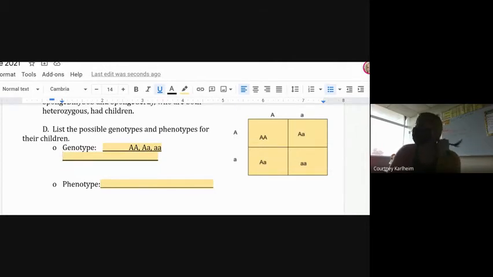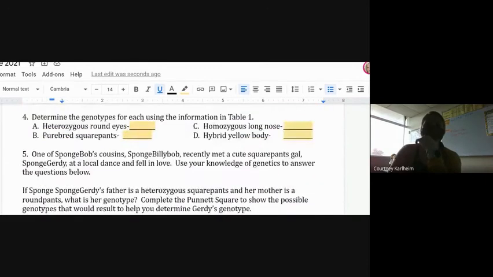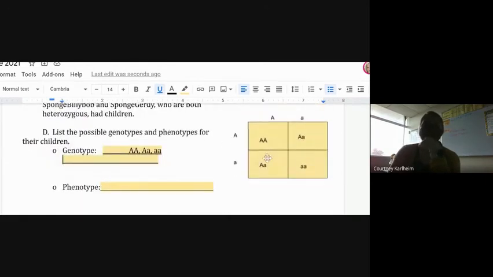When we move on to phenotypes, remember that's the physical trait, physical characteristic. So it's like cracking the code. What do these A's stand for? It's either a round body, which is recessive, or a square body, which is dominant. I got that from the table up here. So what are the two options that the babies could look like? What do the capital A's mean? Okay, so they could have a square body, and what's the other option? Round, yeah. So they have two options.